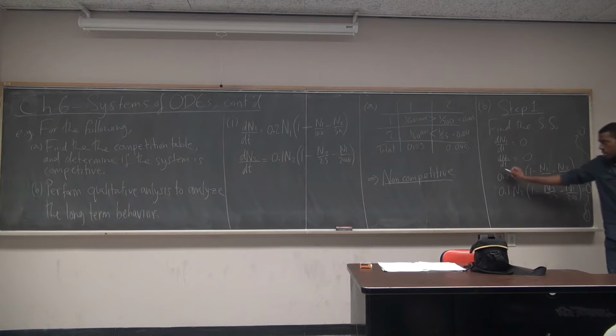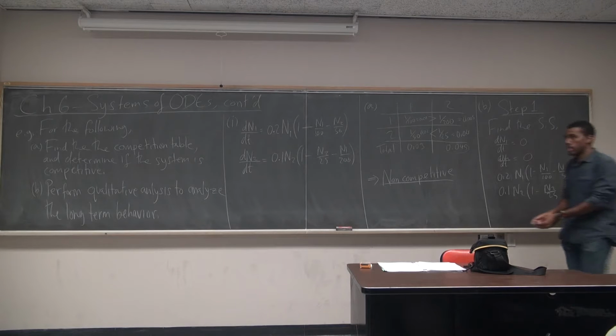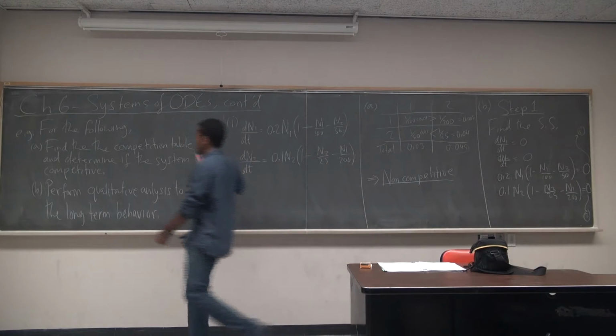You have a product of things, right? You have this times this equals 0. It means one or the other is 0. So you solve for one, you substitute in the other. That's what we did last time when we had x's and y's.